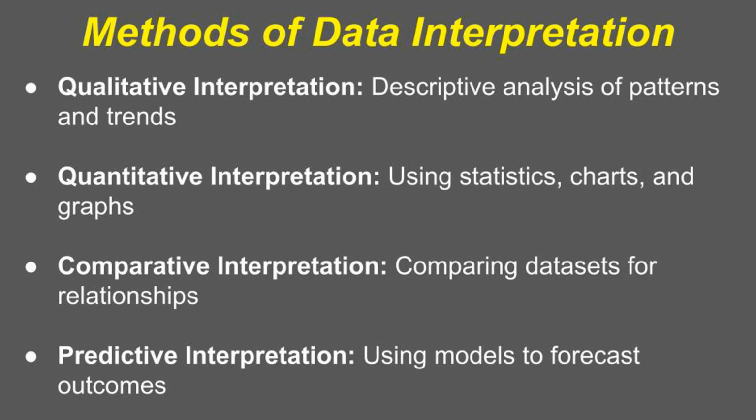There are several methods of interpreting data. Sometimes we describe trends using words. That's qualitative. Sometimes we use charts and numbers. That's quantitative. We can also compare or predict future outcomes based on existing patterns. Each method helps us see the story hidden within data.